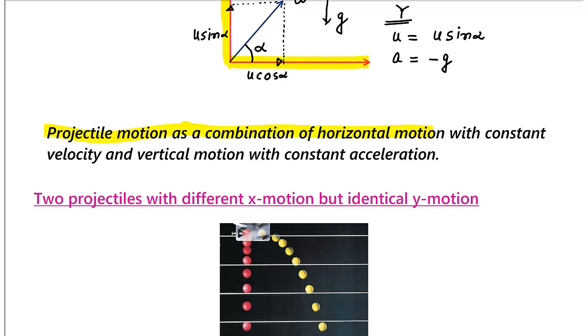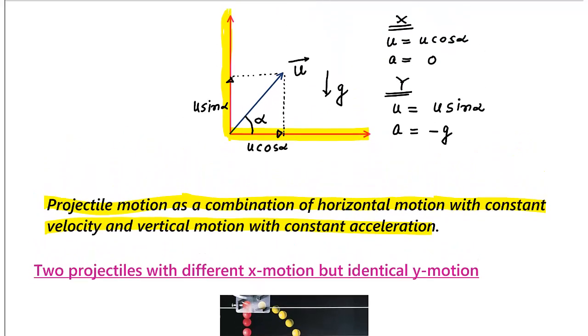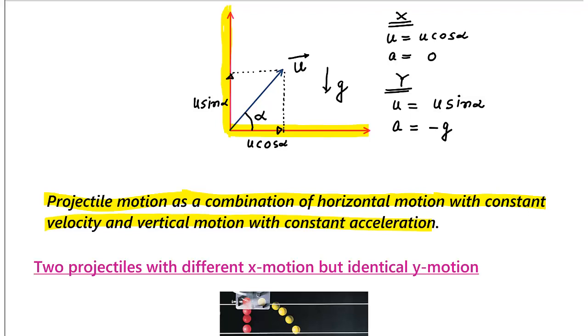Projectile motion as a combination of horizontal motion with constant velocity and vertical motion with constant acceleration. So basically projectile motion is a combination of constant velocity in the x direction. In x direction you have a constant velocity because initial velocity is u, so at any time, what will the v be? v is equals to u plus at, and acceleration is 0. So v is equals to simply u, and u in this case is u cos alpha. So now you understand, in the x direction we have a constant velocity, that is u cos alpha, and in the y direction we have constant acceleration, that is minus g.